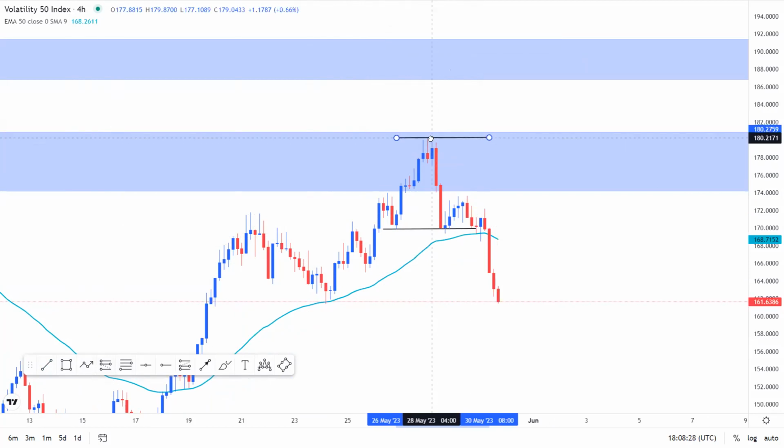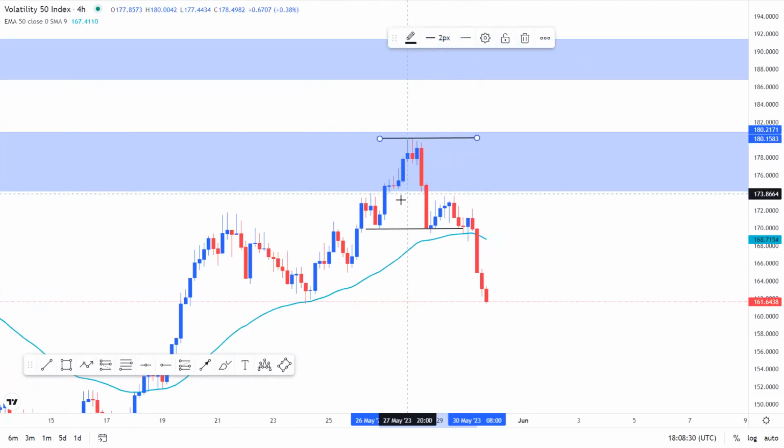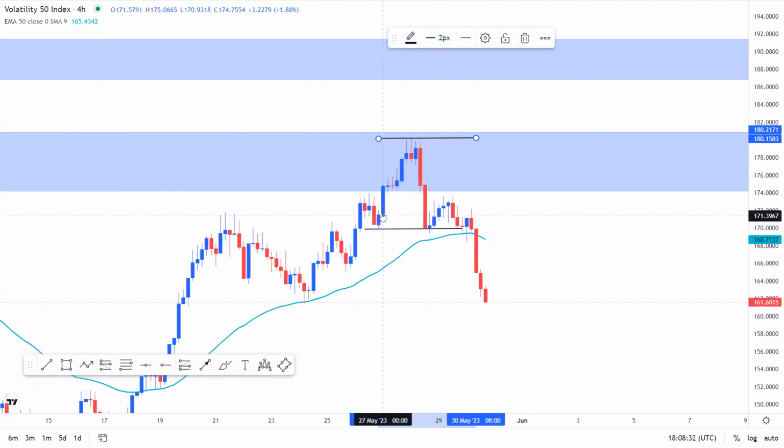From that low to this high, guys, how long did it take price? Let's count: 1, 2, 3, 4, 5, 6, 7, 8 candlesticks to cover this distance. Guys, please pay attention to this. It took price 8 candlesticks to cover this distance, and this is a 4-hourly time frame.